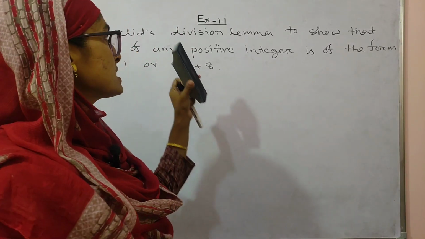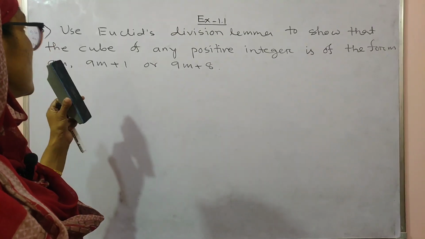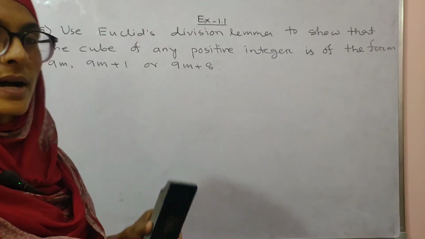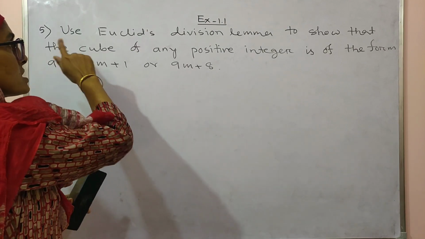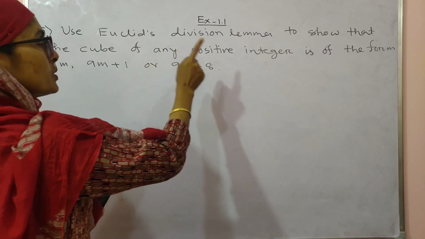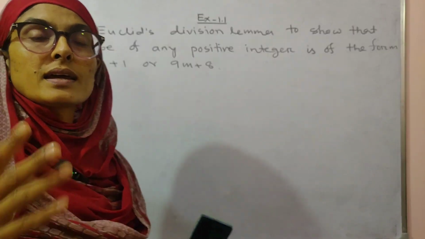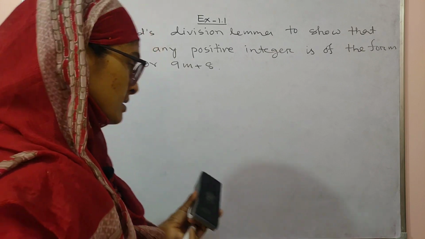Today I am going to discuss exercise 1.1, question number 5. You have to use Euclid's division lemma. Question number 5: Use Euclid's division lemma to show that the cube of any positive integer is of the form 9m plus 1 or 9m plus 8.